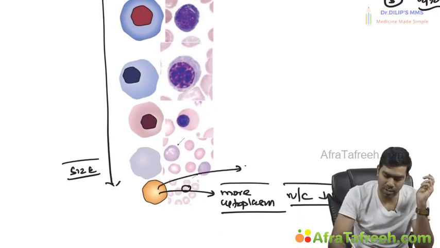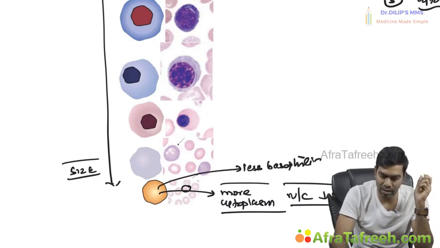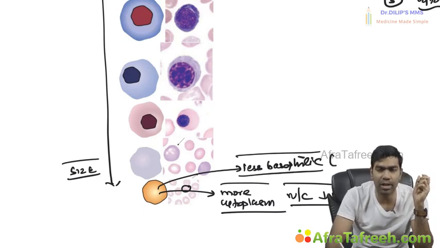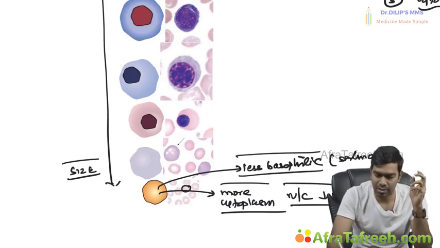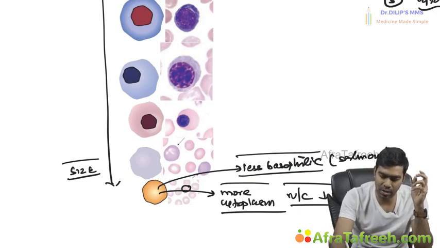And you can see the cytoplasm has also become less basophilic. In fact, in the mature RBC, the cytoplasm tends to be salmon or pink in color. That is because of the accumulation of hemoglobin, which stains a little bit pink or salmon.